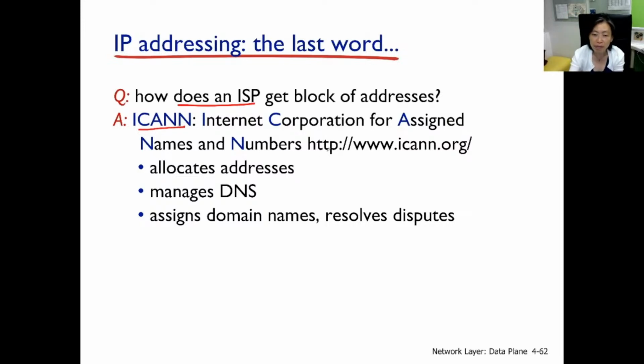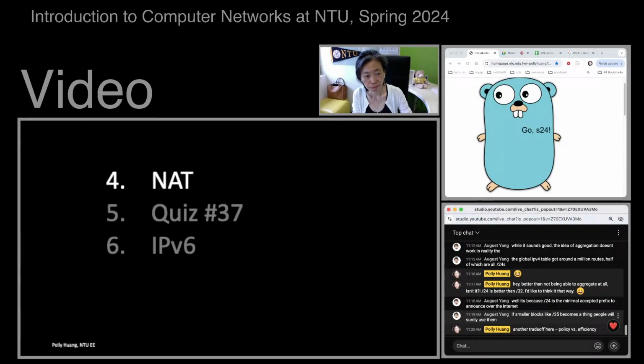This is a non-profit organization overseeing the allocation of IP addresses, the allocation of domain names, and also managing the domain name servers. So a very important organization. We normally don't know it. Only people who know about the internet know a little bit about ICANN. All right, so that was hierarchical addressing, hierarchical routing.